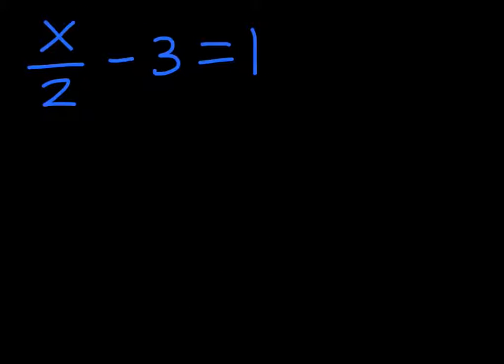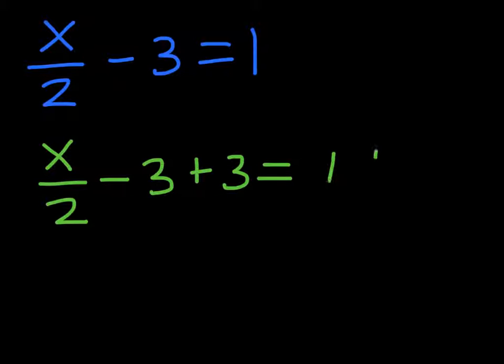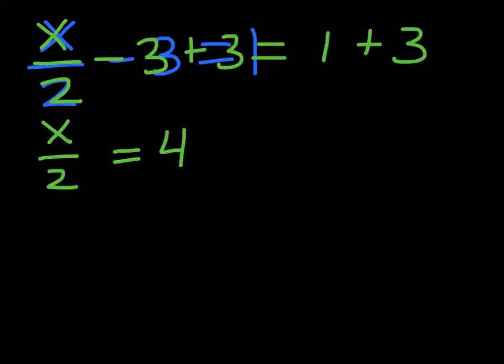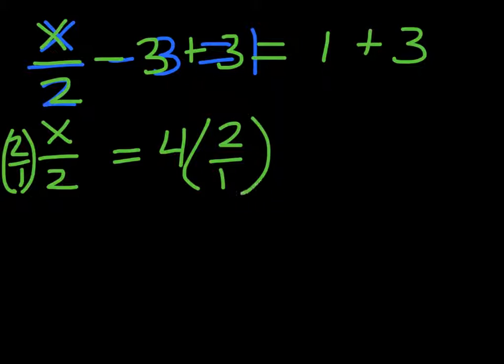Here's our next example. x divided by 2 minus 3 equals 1. So first, we'll add 3: x divided by 2 minus 3 plus 3 equals 1 plus 3, which leaves us with x over 2 equaling 4. Now, to solve for x, we need to multiply each side by 2. We want to get rid of that 2 in our denominator, which gives us x equals 8.